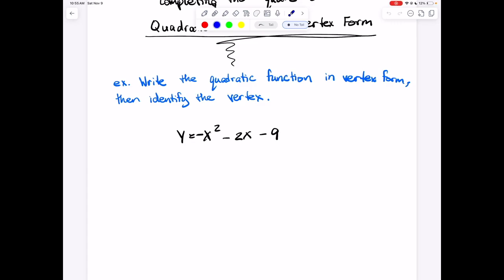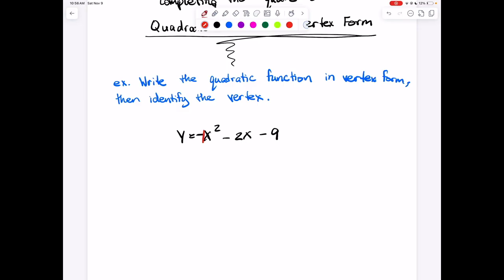Hi, in this video we're going to be changing a function from standard form of a quadratic to vertex form of a quadratic. All right, so the first thing that you always want to do is look at that coefficient here. We have a negative x squared, which means we cannot see it, but there is a negative 1 here. So the first thing we want to do is factor out that coefficient.